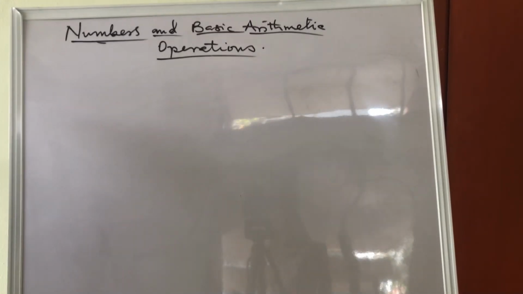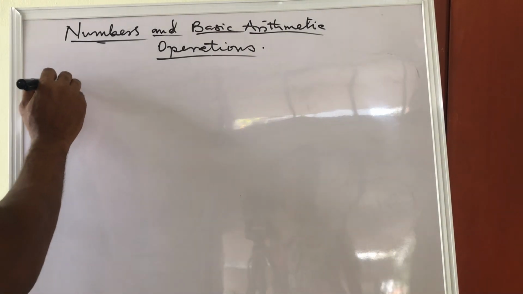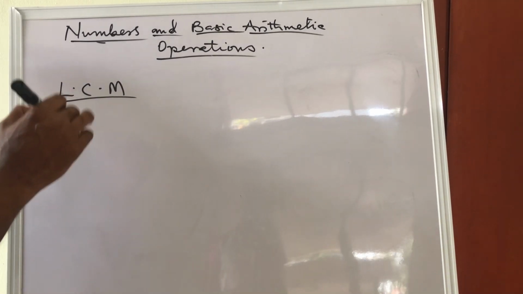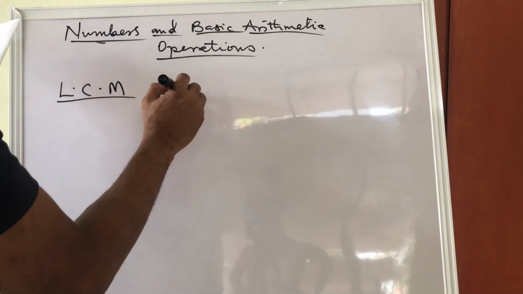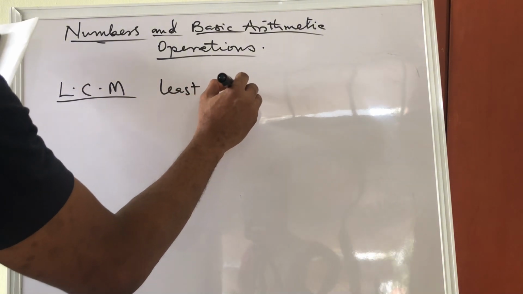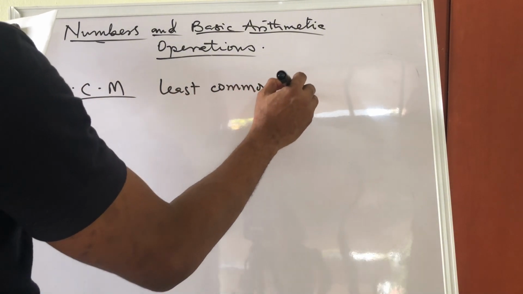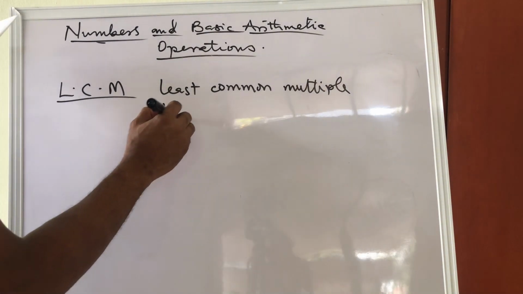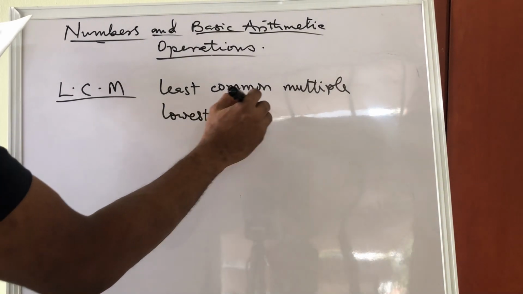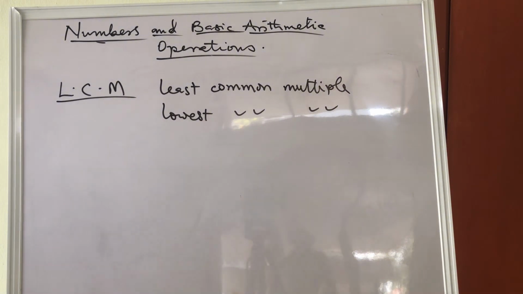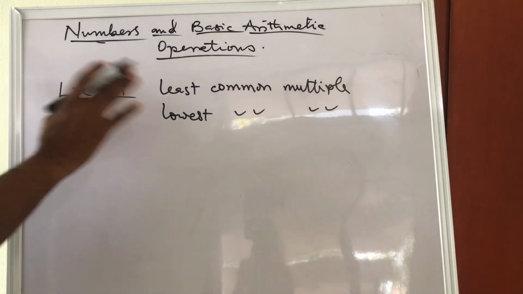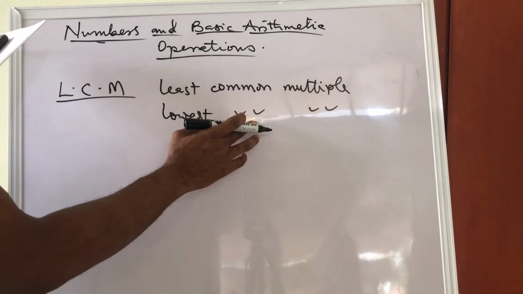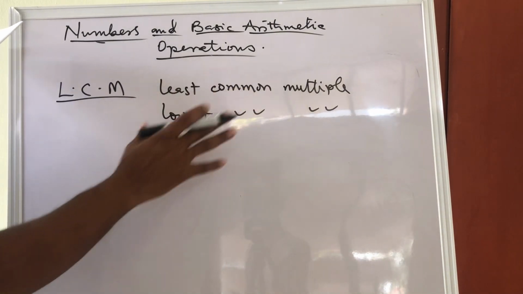All right, so the next one we're going to be talking about is what is LCM. LCM actually means the least common multiple. Some people will call it the lowest common multiple. Now this LCM has three things: we have lowest, we have common, and we have multiple. So these three things are involved.